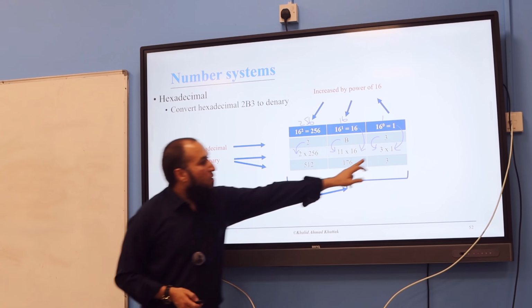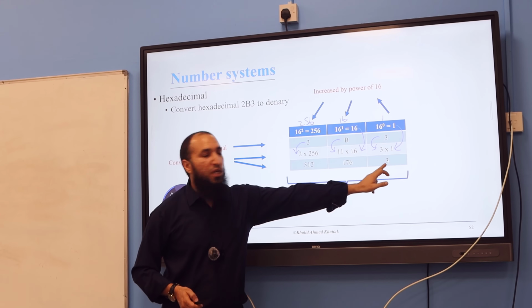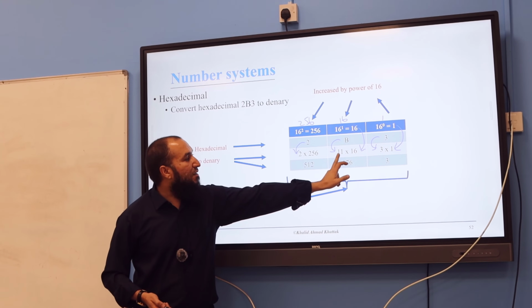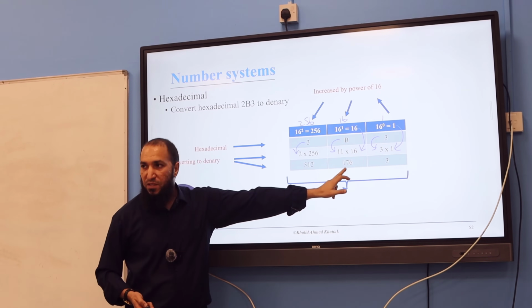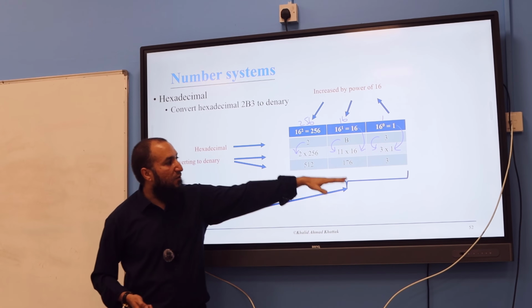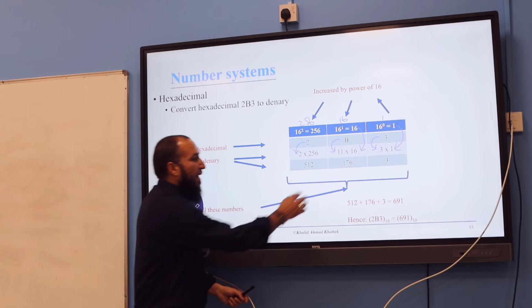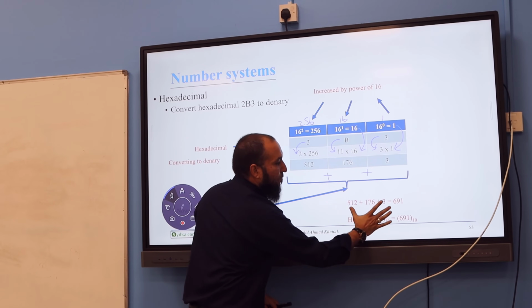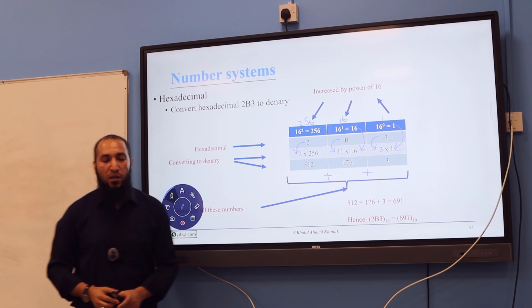Next one, the final one. We simplify this. 3 times 1 is 3. 11 times 16 is 176. And then 2 times 256 is 512. That's the final step: we add these numbers together, and it's going to give us 691.